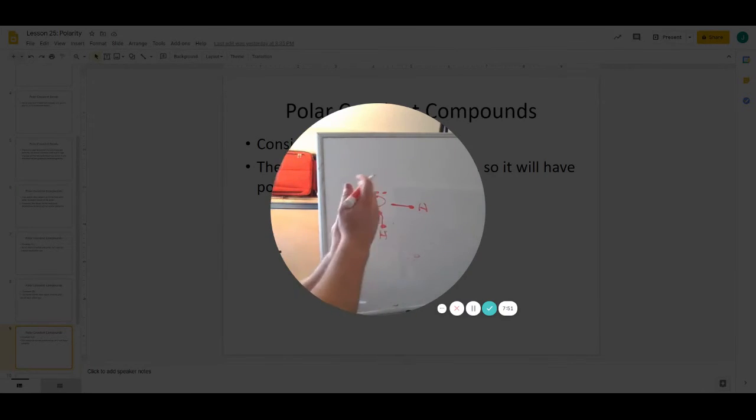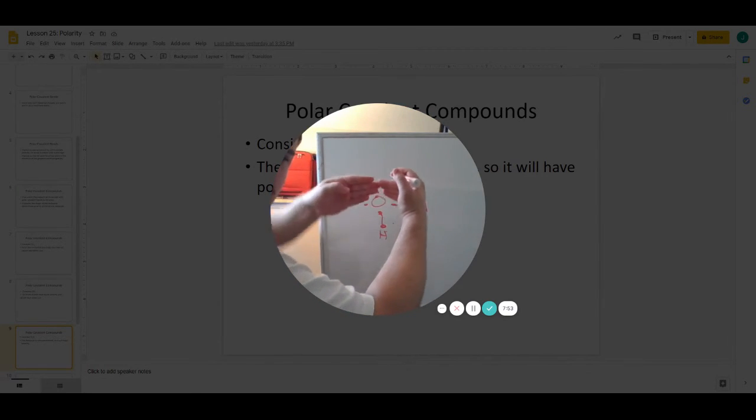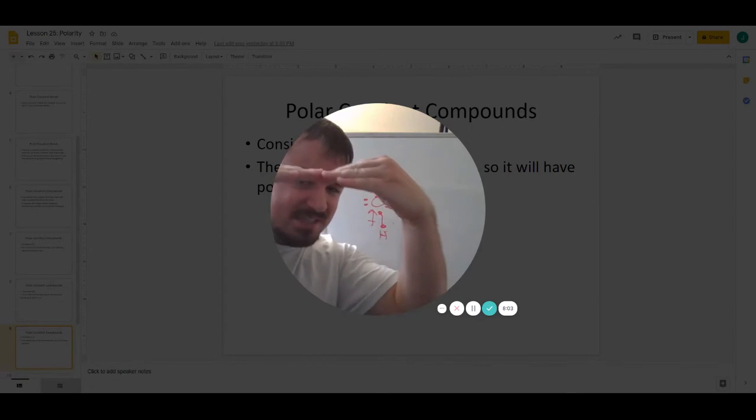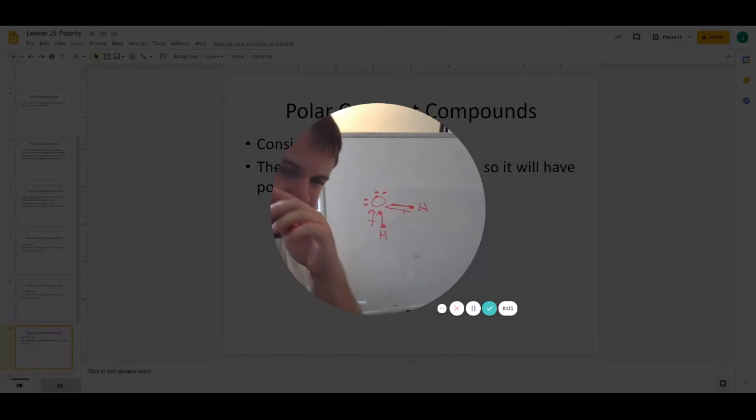Remember, this is why you're not supposed to spread it out and make it linear. You make it bent. So who wins between H and O? O wins. Do those cancel each other out? If they were on opposite sides, they would, but it's bent.